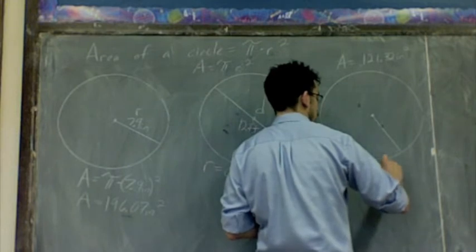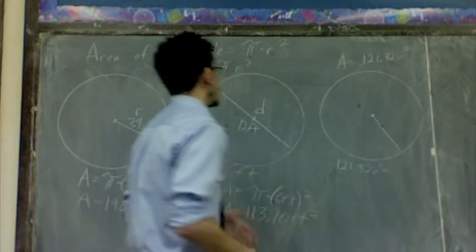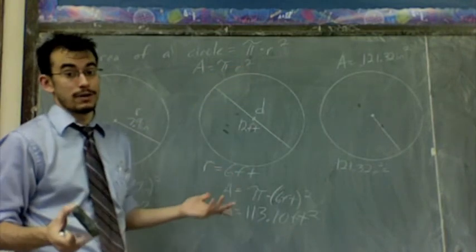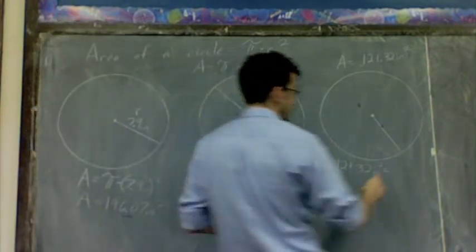121.32 inches squared. And then equals. I'm going to fill in what I know. Times pi times the radius squared. I don't know the radius, so I'm just going to write pi times radius squared.